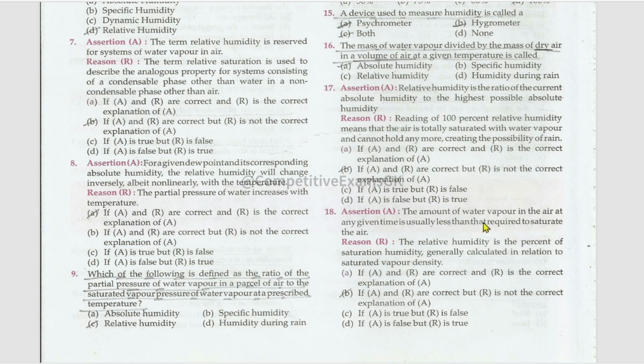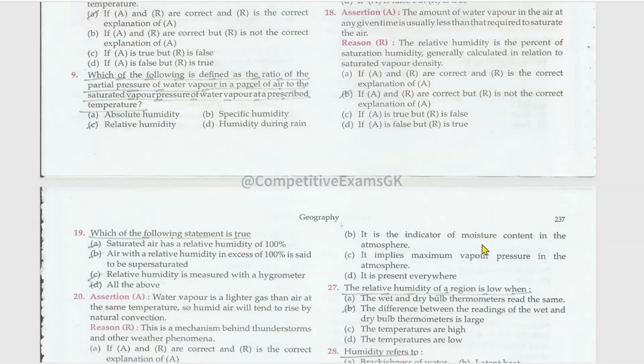The amount of water vapor in the air at any given time is usually less than that required to saturate the air. This is true. The relative humidity is the percent of saturation humidity, generally calculated in relation to saturated vapor density. This is also a correct statement, but this is not the correct explanation for the assertion.